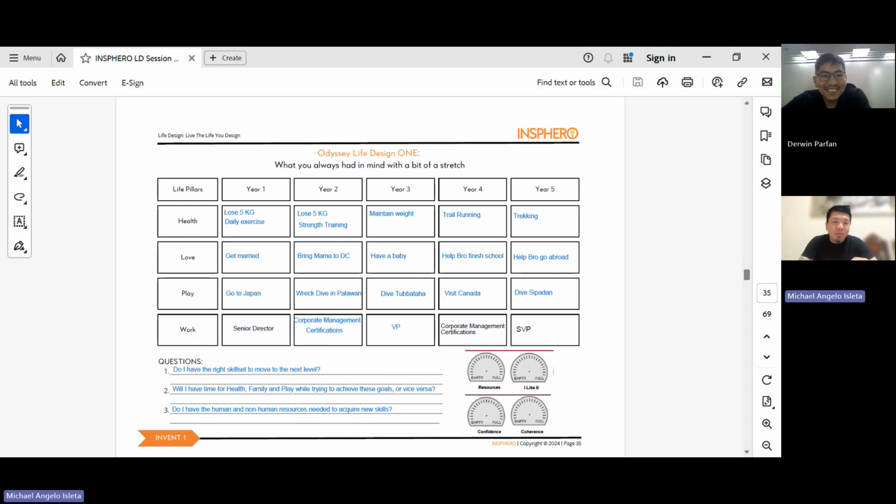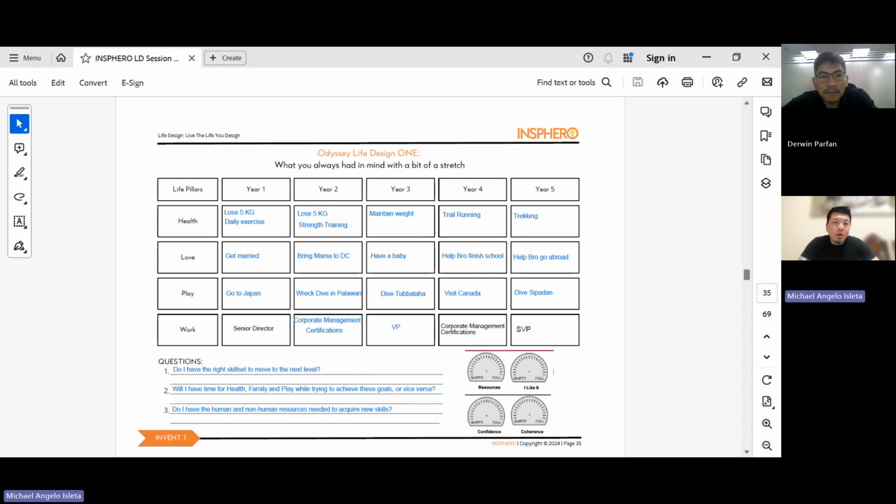So I've updated it. The next step for me is gaining more experience and probably getting corporate management certifications as I prepare myself to move up to the next level, which is obviously the VP position. And in year four, it's the same strategy: gain more experience and certifications in preparation for the next level in year five, which is the senior vice president position.